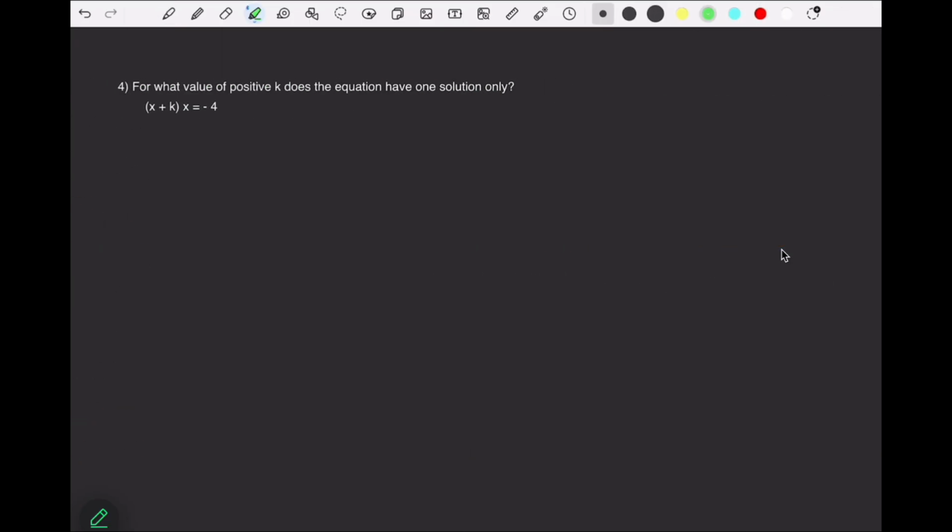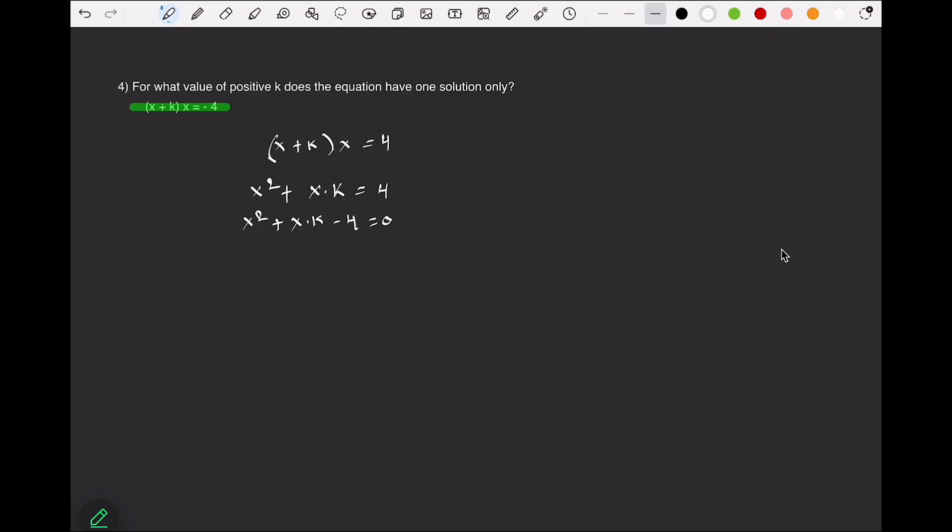In this question, we have to find the value of k for which this expression is going to have only one positive solution. Let's expand this equation. x plus k multiplied by x equals 4. If we expand this equation, it becomes x square plus x multiplied by k equals 4. We can also write it as x square plus x times k minus 4 equals 0.